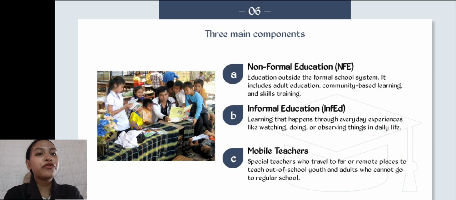Number one is non-formal education, or NFE. The education outside the formal school system. It includes adult education, community-based learning, and skills training. So here in NFE, learning outside of schools like skills training, adult education. It helps people continue learning throughout life. So it is a part of lifelong learning and helps learners continue their education and grow their knowledge and skills.